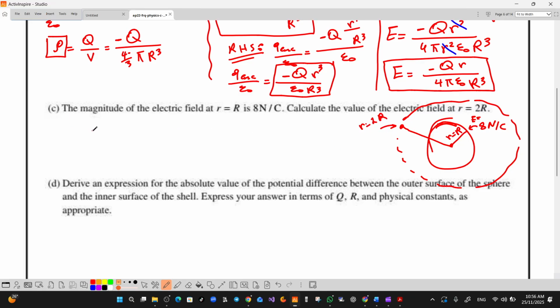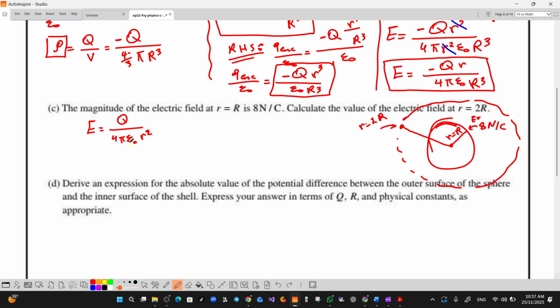Now, first of all, for an insulator, the electric field will be written in this way: Q over 4 pi epsilon 0 r squared. This form can be used only if we set our Gaussian surface inside the sphere. And once we cross the boundary, we will treat the electric charge of the sphere as if it's a point charge. And we know that for a point charge, the electric field will be written in this way.